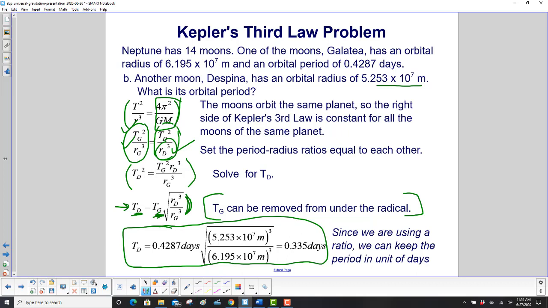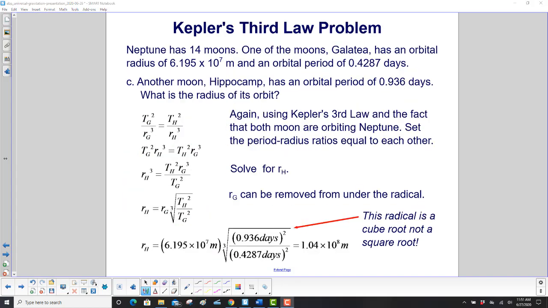Put the numbers in, and then go ahead, cube both of these, take the square root, and we get 0.335 days. Another moon, Hippocamp, has an orbital period. Find the radius of its orbit. Again, we're going to use this ratio here because the right side of Kepler's third law is the same for both Hippocamp and Galatea. So we set them equal to each other.